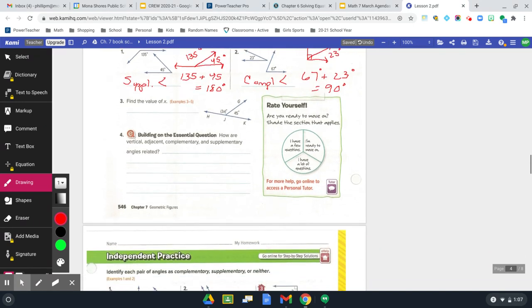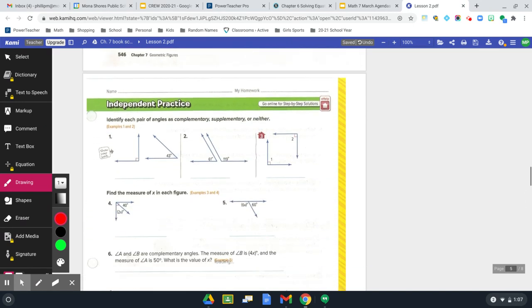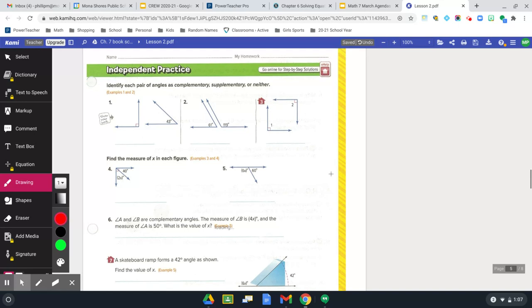Okay. I would like you to try, on the independent practice on the next page, 547, you try number 1, number 2, number 3, and you're doing the same thing. Identify each pair of angles as complementary, supplementary, or neither. So try those, pause the video, and then I'll meet you back with the answers.